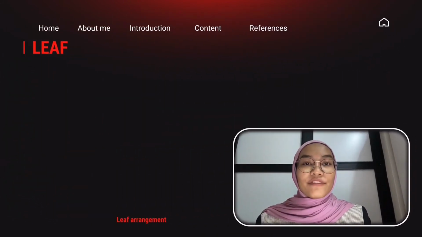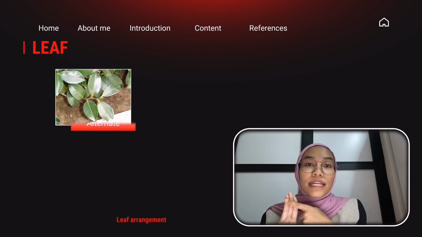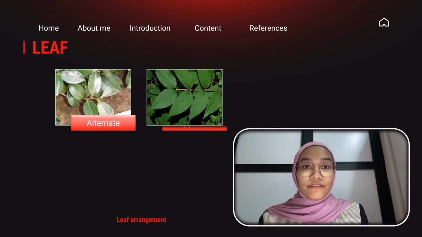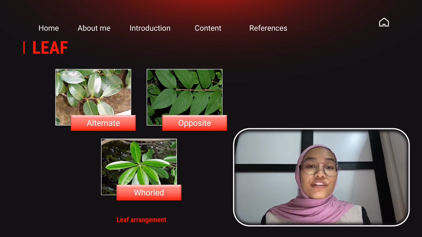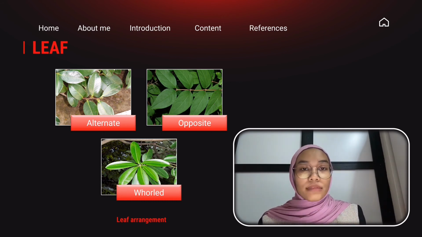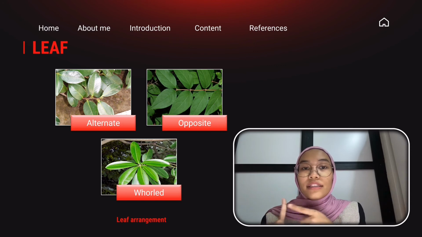Fourth is leaf. The typical parts of the leaf are the leaf base, petiole, lamina, midrib, and leaf apex or leaf tip. There are two types of leaf: simple leaf and compound leaf. The arrangement of leaves on the stem is called phyllotaxy. Basically, three types of leaf arrangement are commonly found. They are called alternate, opposite, and whorled phyllotaxy.